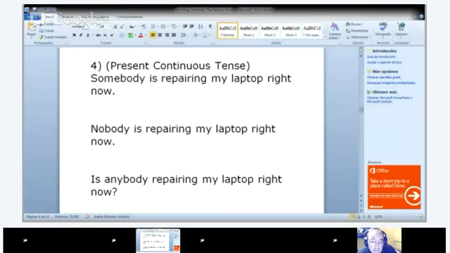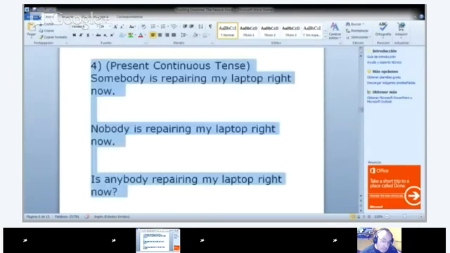Now Sammy's idea in the Verbling chat box is getting close because he has changed the focus of the sentence to his computer. We want to eliminate somebody, nobody, and anybody. Let's eliminate those words. We don't need them. They don't provide any information. My laptop is being repaired right now. Excellent. That's the idea. My laptop is being repaired right now.